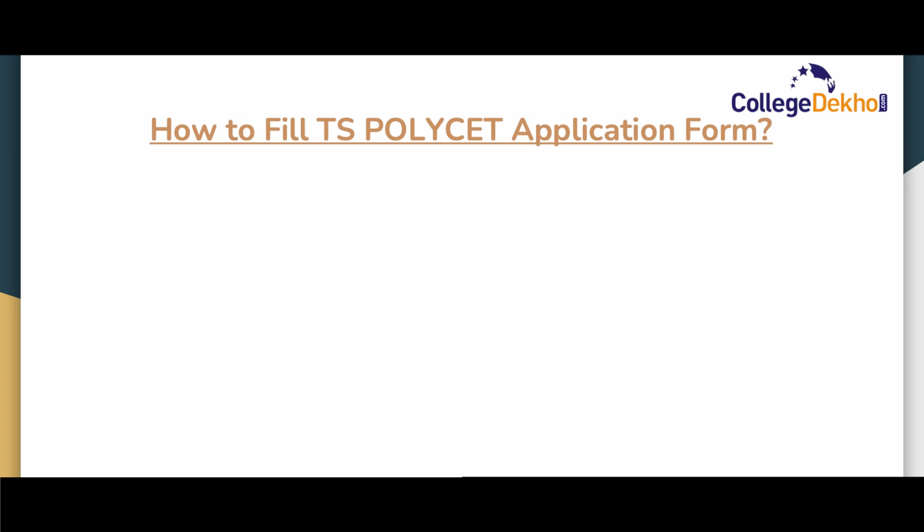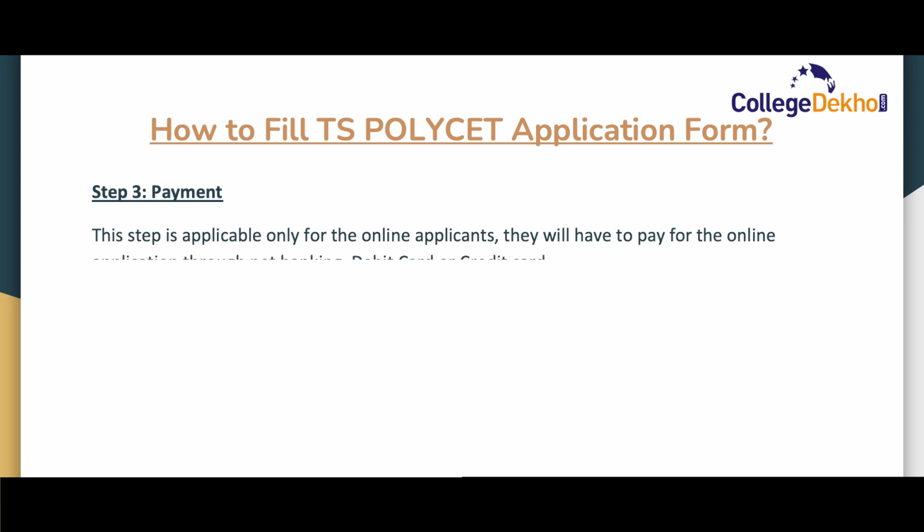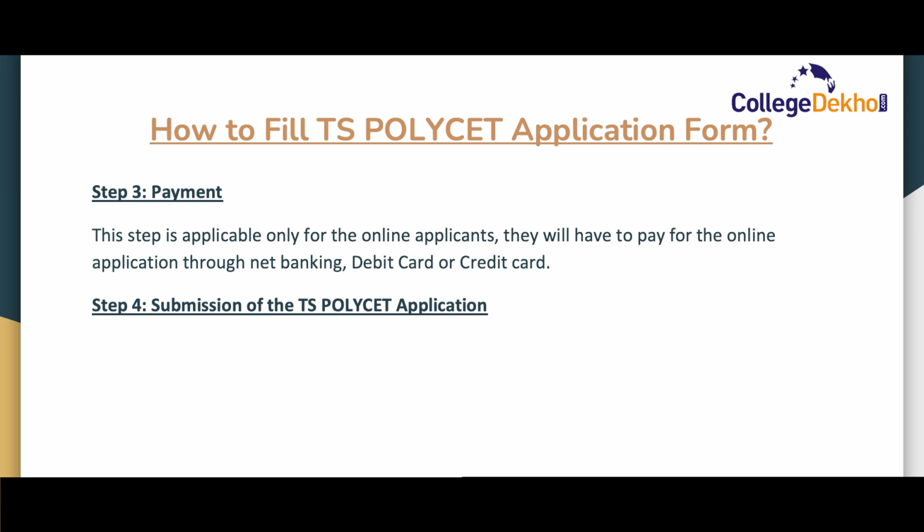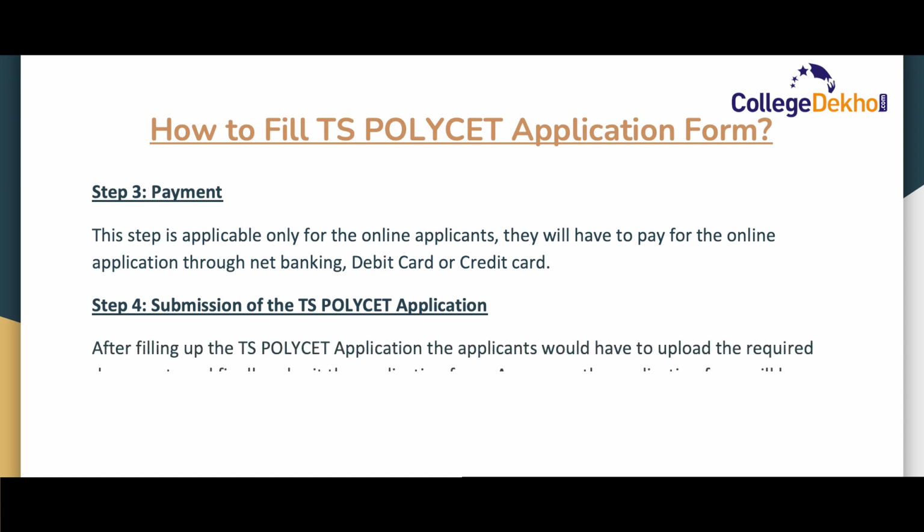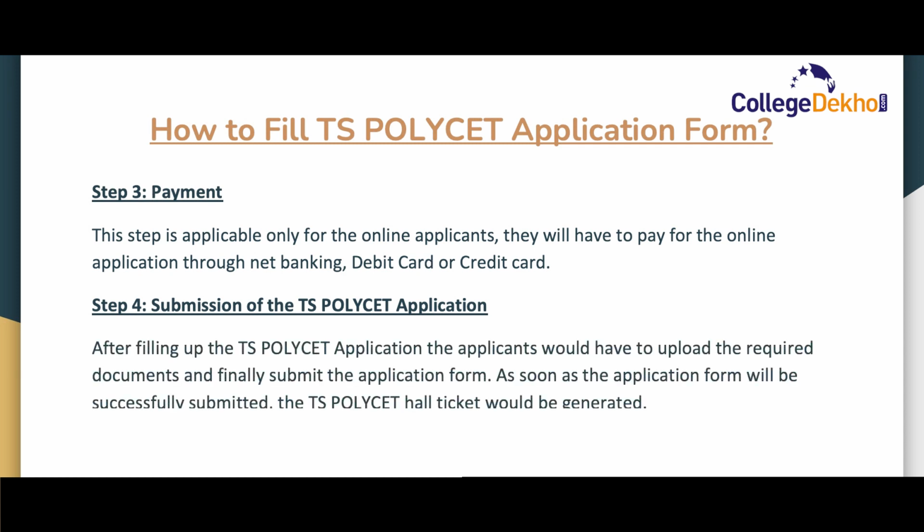The next step is the payment. This step is applicable only for the online applicants. They'll have to pay for the online application through net banking or debit card or credit card. The candidates who will be filling the offline application form for TS Polyset can pay the fee through the offline mode at the time of filling the application form only.